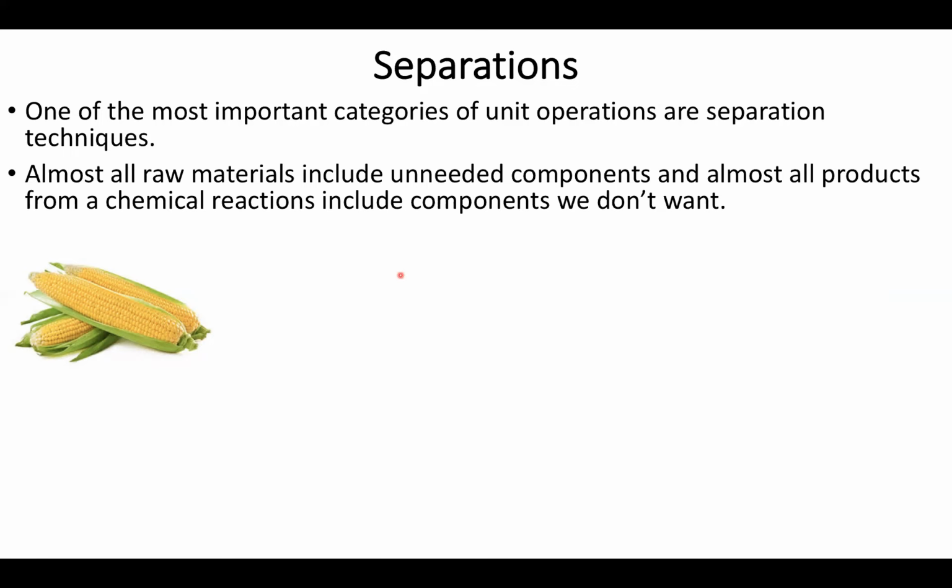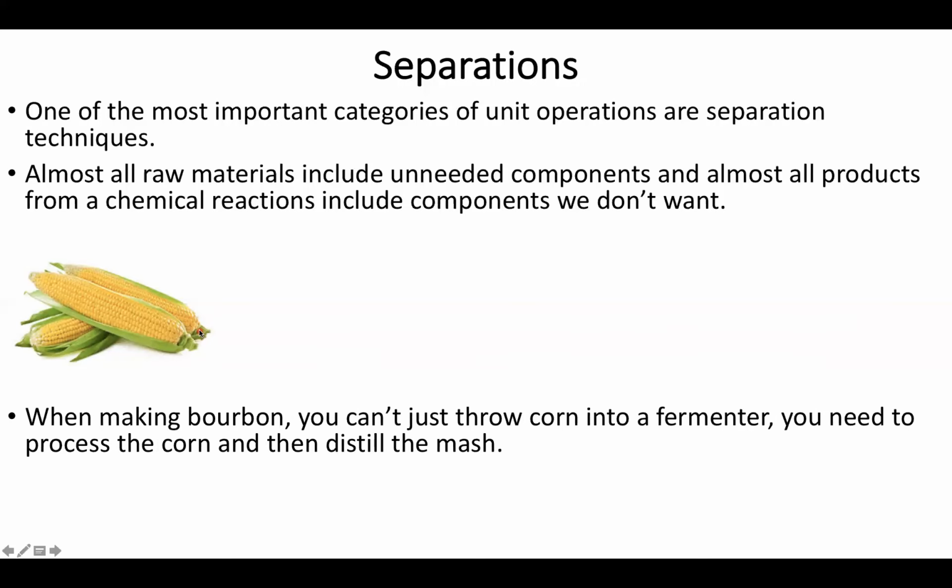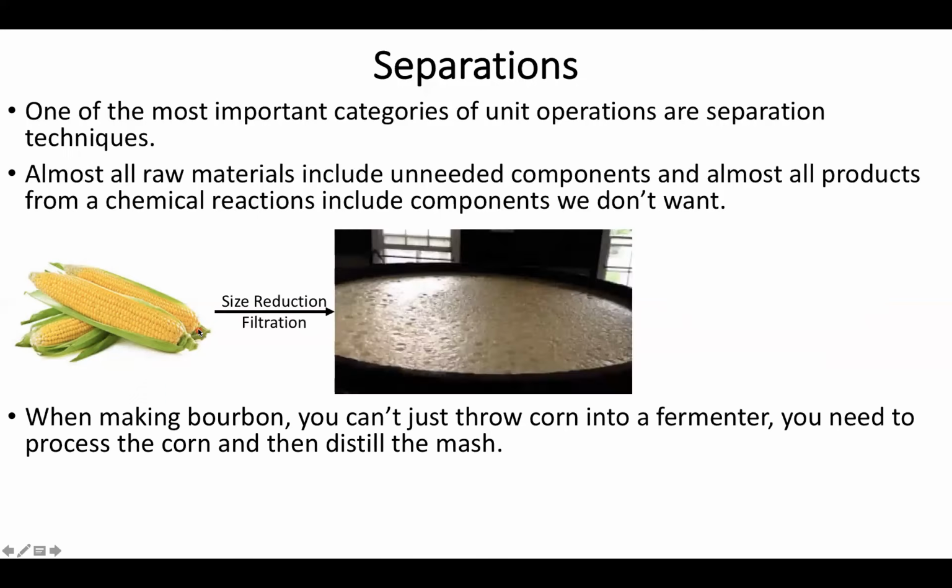So let's take a look at a good, relatively simple chemical industry example. So let's say I have a whole bunch of corn, and then I want to make bourbon. So I don't do this simply by just throwing corn into a fermenter. What I first need to do is go ahead and break the corn up. So I have to do size reduction.